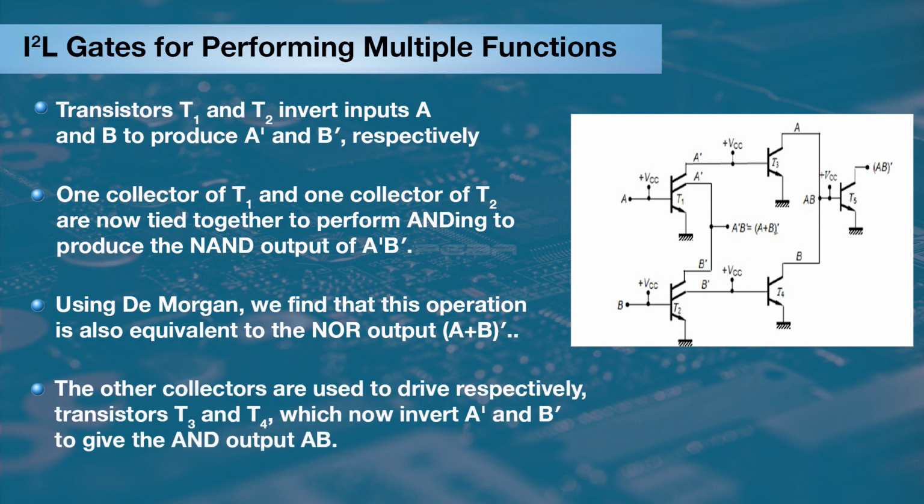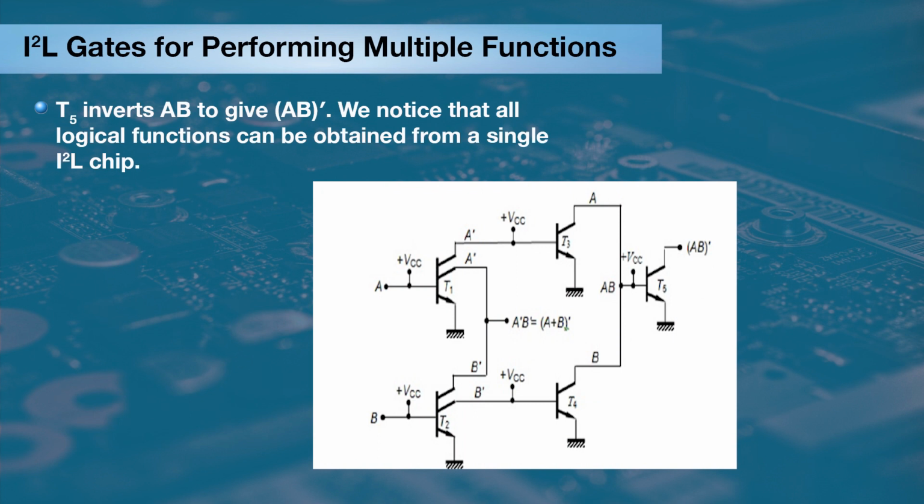The other collectors are used to derive transistors T3 and T4 respectively, which now invert A bar and B bar to give the AND output AB at T3. Inverting AB gives AB bar. We notice that all logic functions can be obtained from the I2L logic chip.